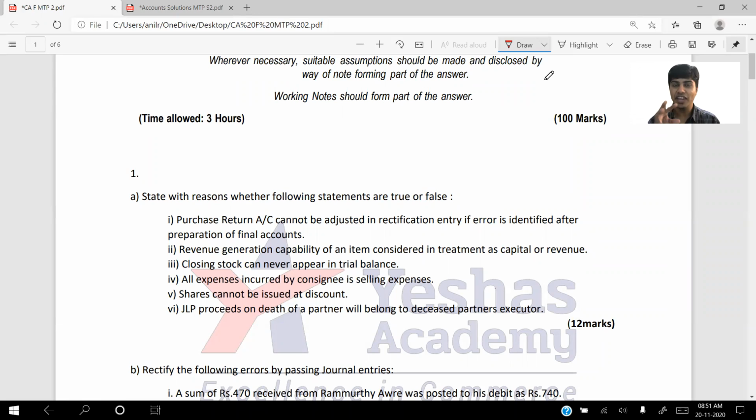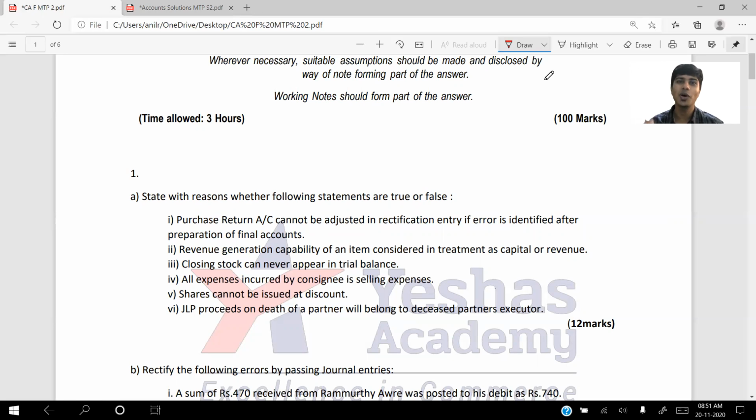I repeat, if an item has a capability to generate revenue, it is not a revenue item, it is a capital item. If it doesn't have the capability to generate revenue, so it is short-lived, it will be treated as a revenue item. For instance, this pen doesn't have a capability to generate revenue. I use this pen and then throw it. Then this is revenue. However, this computer that I use has a capability to generate revenue. It will become a capital item.